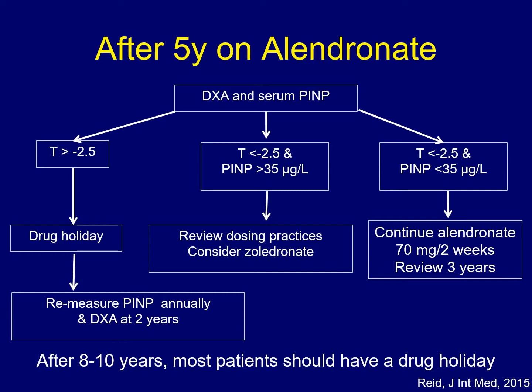And at that time, and 5 years is not written in stone, it might be 3 or 4, or it might be a little bit longer. At that time it's sensible to have a remeasure of bone density, and DEXA is the abbreviation for the bone density measurement, and a measurement of a factor in serum called P1NP, which is one of the factors we can measure in blood that tell us whether the rate of bone resorption has indeed been damped down.